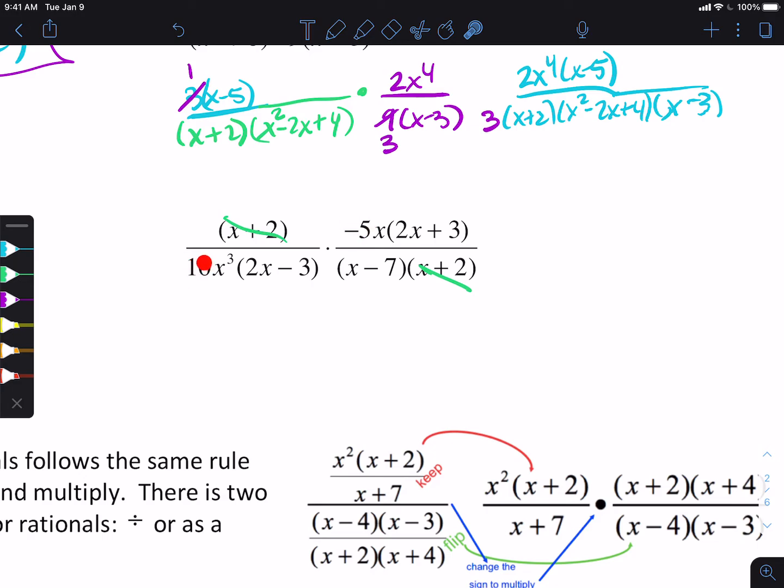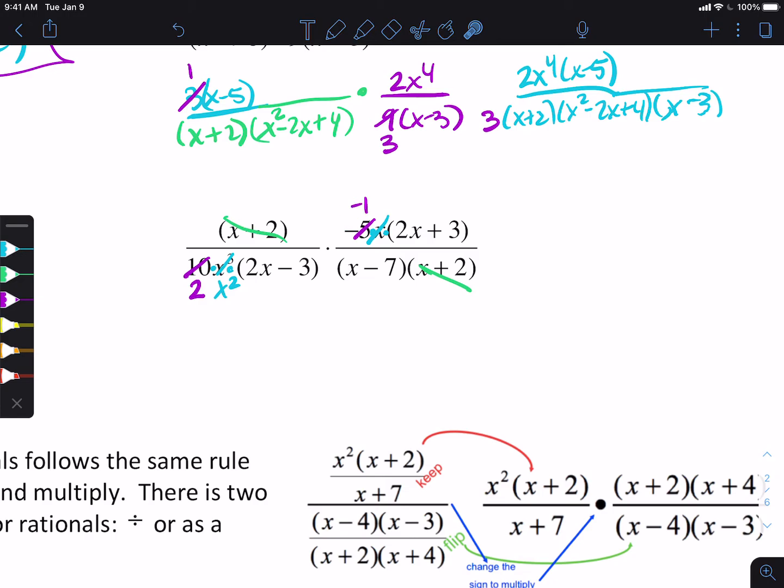That's not the same thing, so I can't do anything with that. However, the 5 and the 10 have common factors, so the 10 and the 5 can be reduced. 5 goes into negative 5, negative 1 times. 5 goes into 10 twice. But I also have, since this is being multiplied, the x and the x cubed have a common factor of x. So one of these x's can cancel with one of these, and then I get an x squared. So now I have no other common factors, so I'm going to multiply straight across.